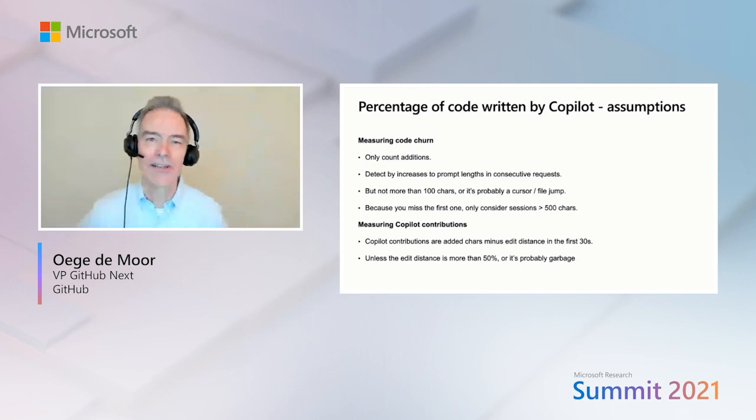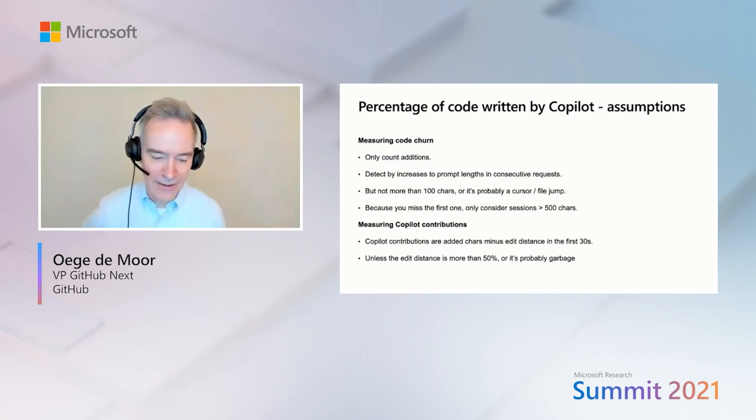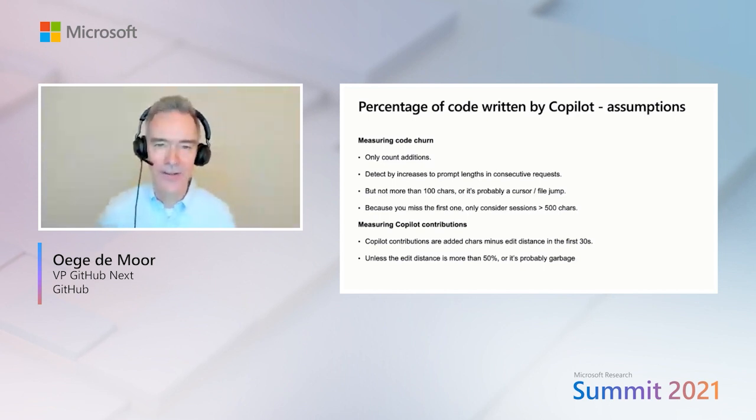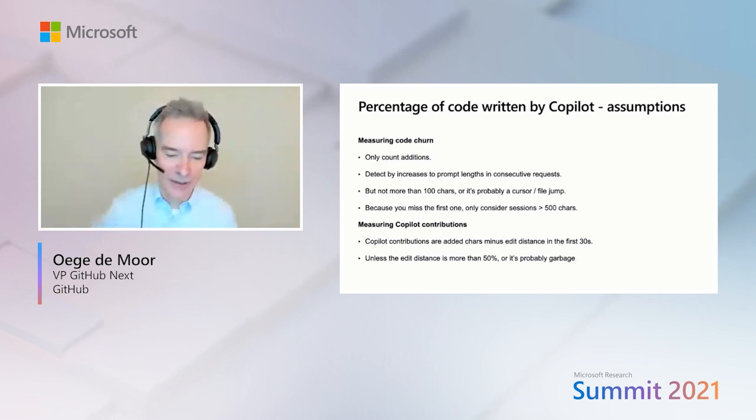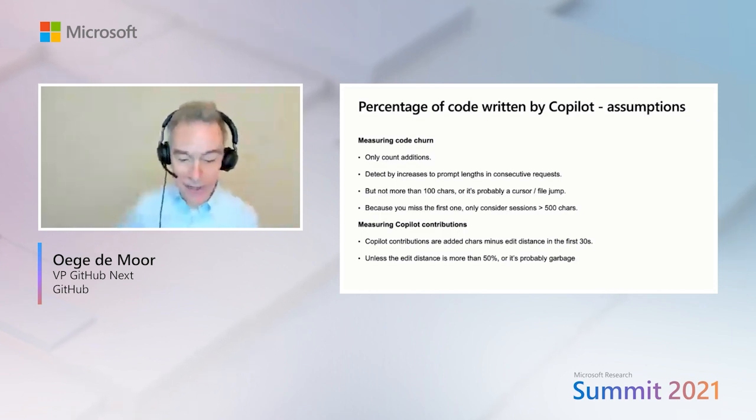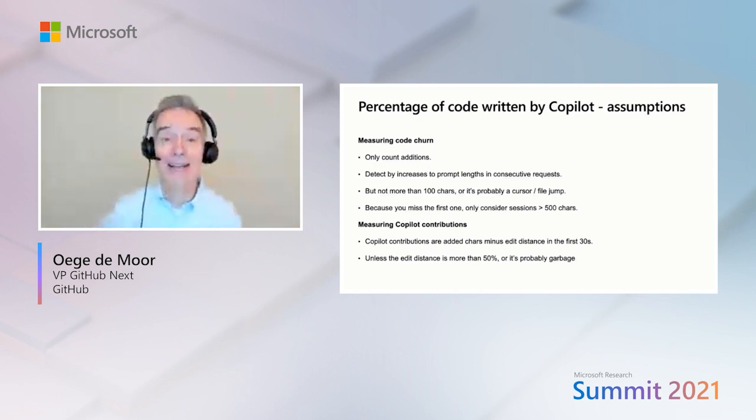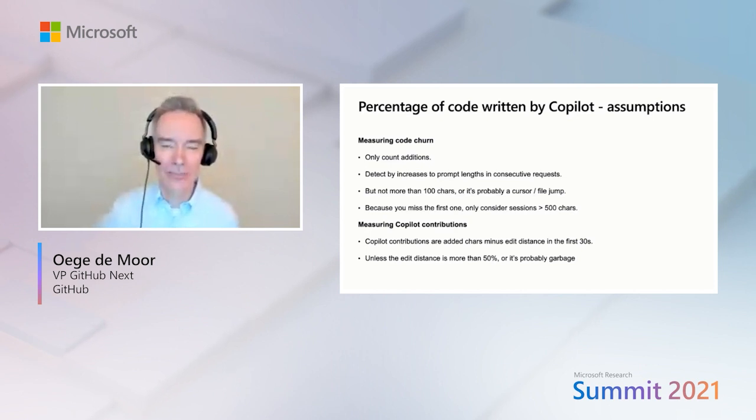And we're also not interested in just the really small little edits. We only consider sessions where more than 500 characters are added. So that's the definition of the total amount of code that was written in a session. We then measure the Copilot contributions as the length of the contributions, minus the number of changes that you make to them.